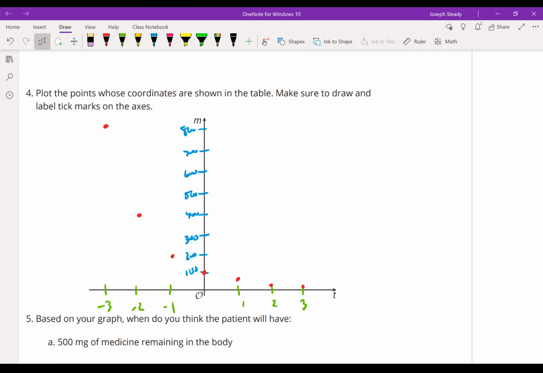Now let's do one last thing here. Let's go ahead and connect the dots. Because this is continuously going down, it doesn't jump from one dot to the next. And there we go. Now we've got our graph.